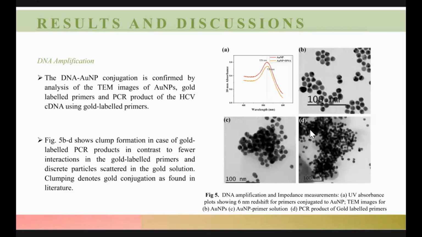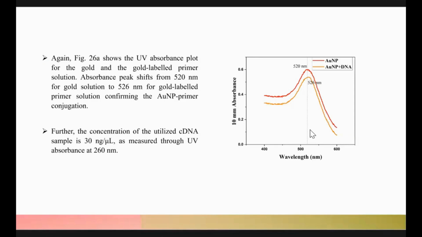And when we have done the TEM analysis of the PCR products, we can see a large clump of moiety. That happens due to the electrostatic forces between the negatively charged DNA and the gold nanoparticles in the solution. That validates that the conjugation has taken place, and it can also be found in the literature. People have earlier done that. This slide shows the UV-Vis spectroscopy result. We can see a red shift of 6 nanometers. That indicates the increased density, and hence the conjugation gets validated.